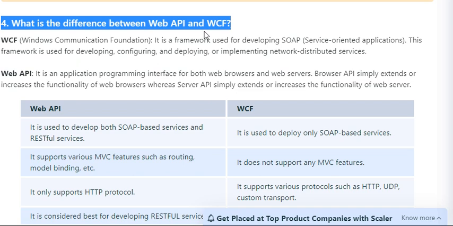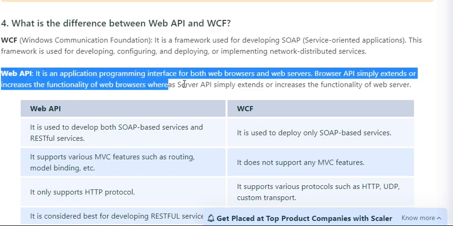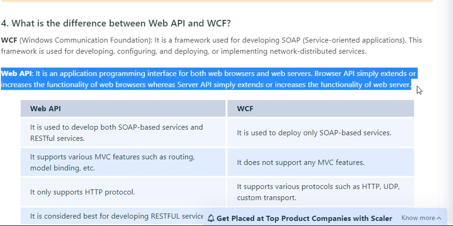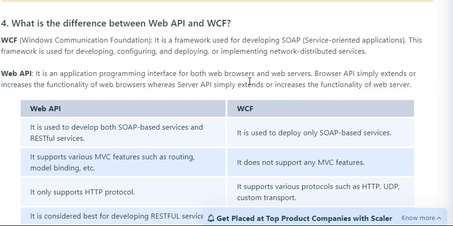Web API is an application programming interface for both web browsers and web servers. Browser API simply extends or increases the functionality of web browsers, whereas server API simply extends or increases the functionality of web servers. So we can say the main difference between WCF and Web API is that WCF, Windows Communication Foundation, is a framework used for developing SOAP service oriented applications.